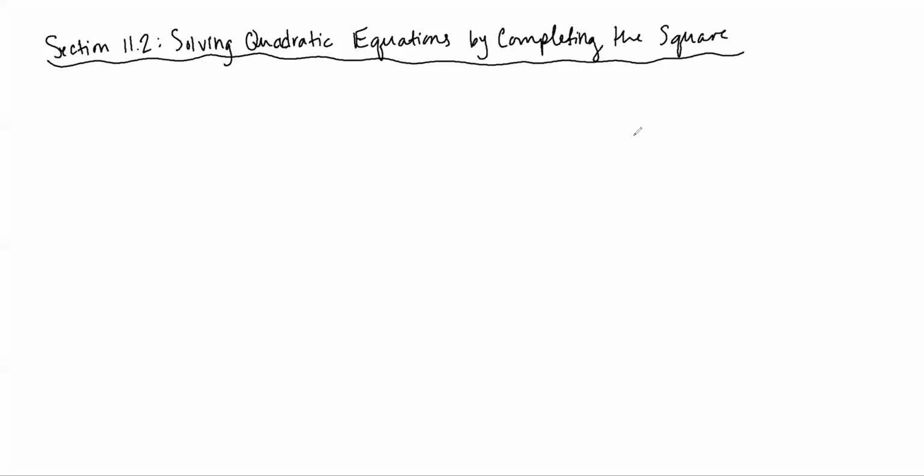So our second section of chapter 11 is still on solving quadratic equations, but this time we're going to be doing it by something called completing the square. Now, this is kind of a weird method. Like I mentioned at the end of 11.1, you won't really use it that much in this class.